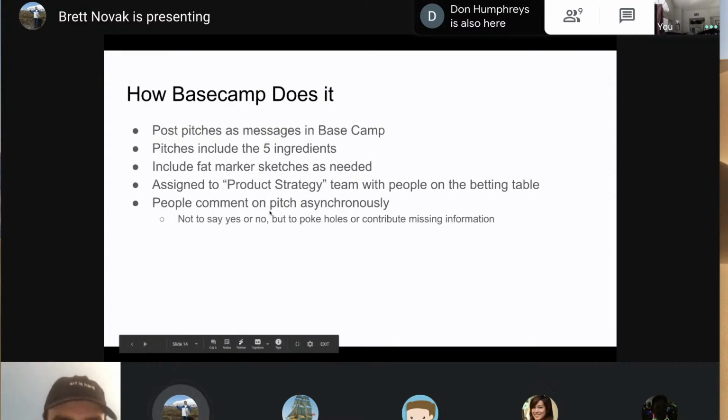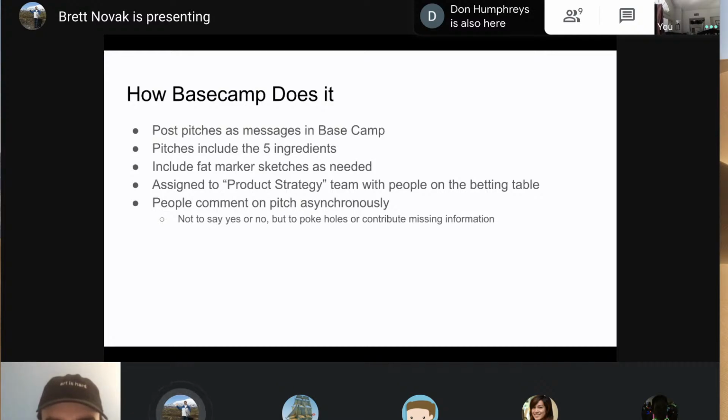They assign these to the product strategy team, who have people on the betting table, and people comment on the pitch asynchronously, not to say yes or no, but to poke holes or contribute missing information. So not necessarily only the product strategy team, but I guess a CTO, or I would expect even just another engineer on the peer level could comment on it. Although I guess I could see how that would also be distracting. And that's actually it.